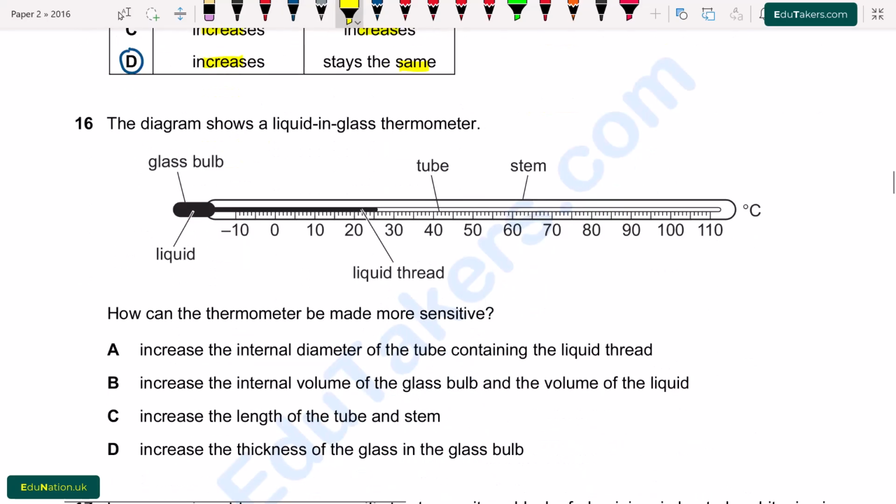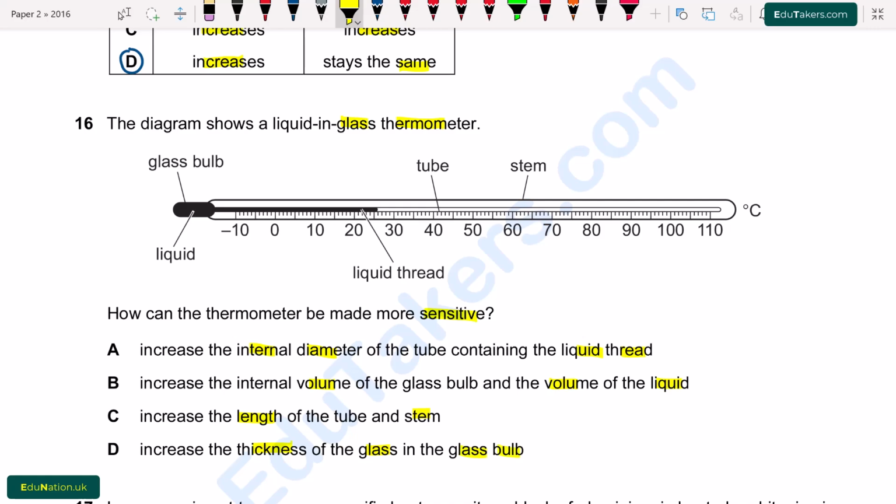Question number 16. The diagram shows the liquid in glass thermometer. How can the thermometer be made more sensitive? So here we have to increase the sensitivity of the liquid in glass thermometer. Option A, increase the internal diameter of the tube containing the liquid thread. B, increase the internal volume of the glass bulb and the volume of the liquid. C, increase the length of the tube and the stem. D, increase the thickness of the glass in the glass bulb.